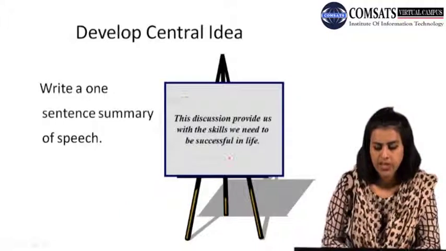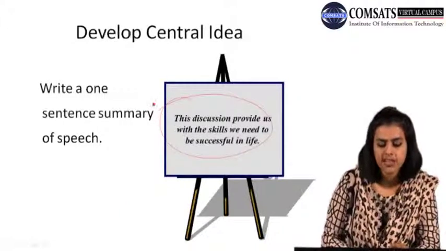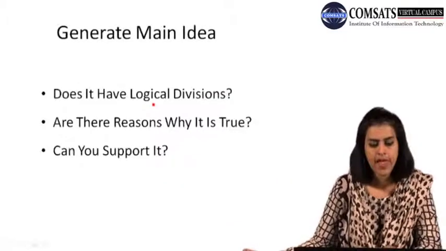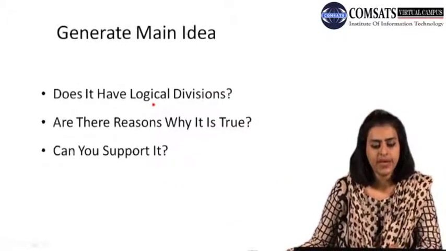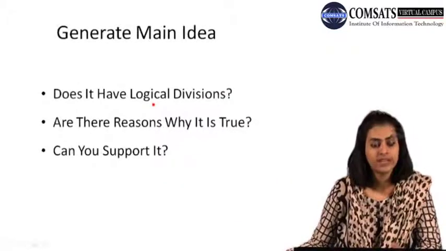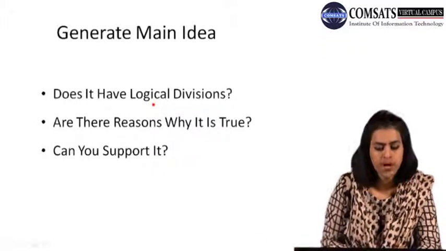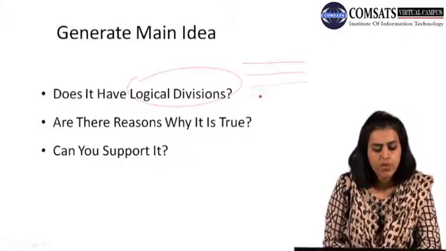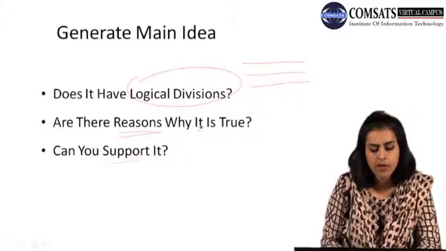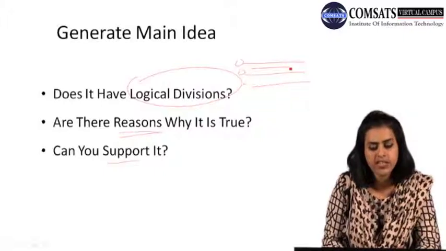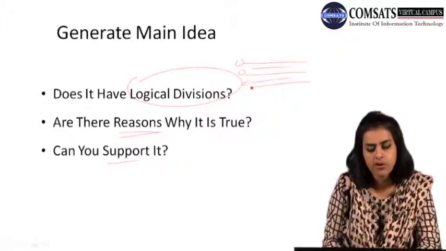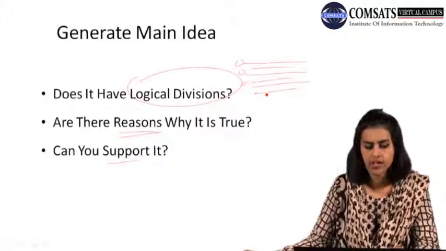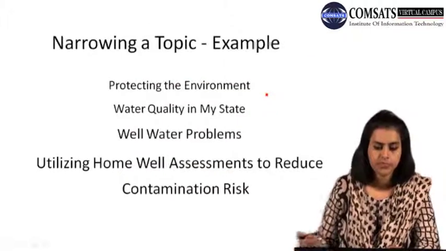Like the way it is being written here, the discussion provides us with the skills we need to be successful in life. Then generate the main idea. Does it have the logical deviance? Are there reasons why it is true? So provide the logical deviance first of all, the proper sequencing, then provide the reasons, and then for every reason try to provide the supporting details. So this is how you can write down, or you can generate the main ideas.